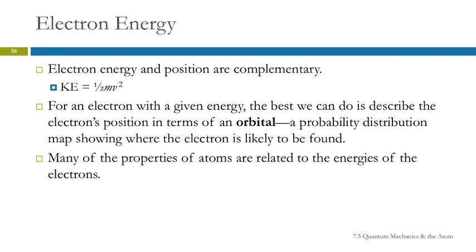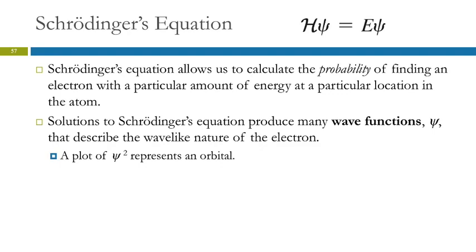And many of the properties of atoms are related to the energies of the electrons. So electron energy is important. So Schrödinger, of the Schrödinger's cat experiment, came up with an equation.